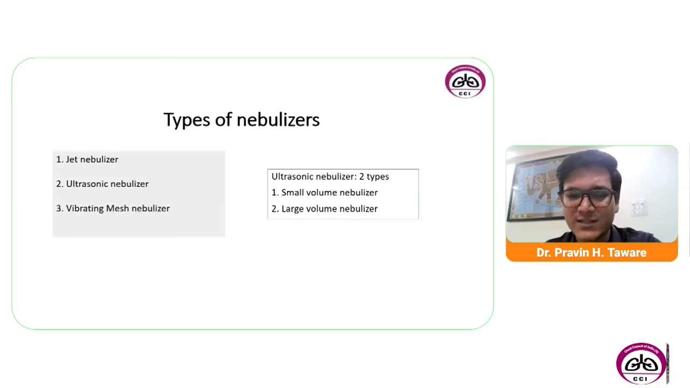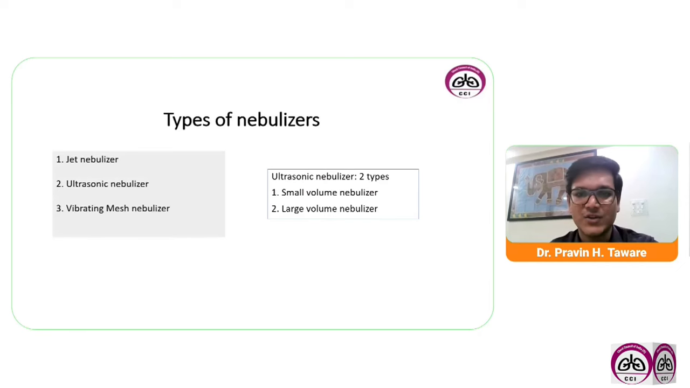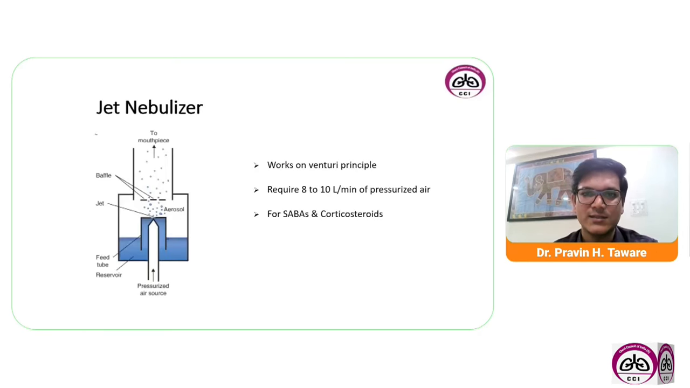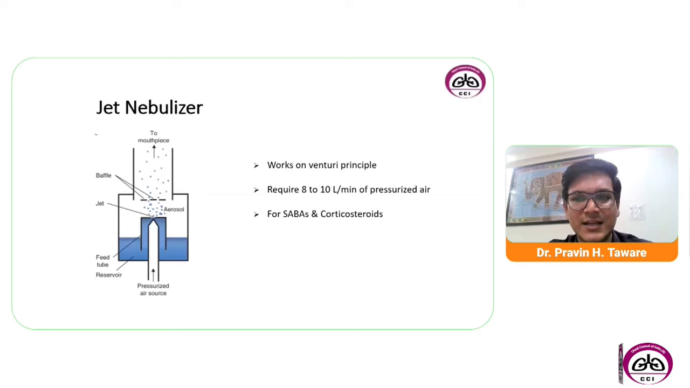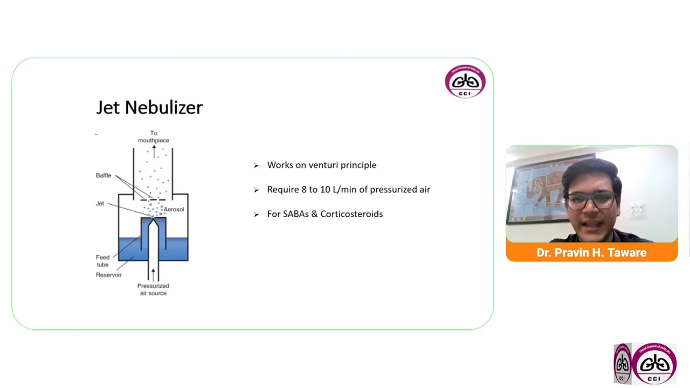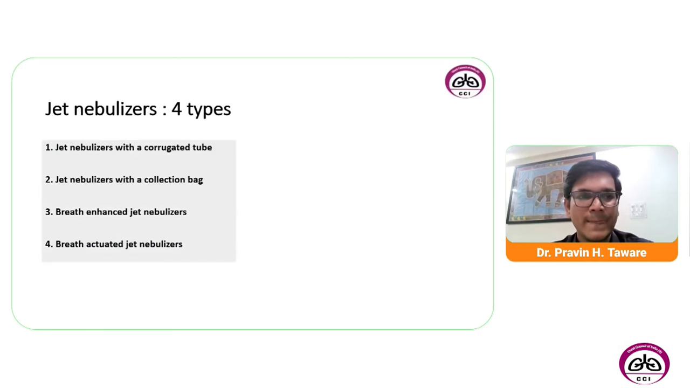What are the types of nebulizers? Jet nebulizer, which is most commonly used, ultrasonic nebulizer, and vibrating mesh nebulizer. Ultrasonic nebulizers are further classified into two types: small volume nebulizers and large volume nebulizers. As we already discussed, in the jet nebulizer, aerosols are generated by passing pressurized gas at a high velocity through a small jet orifice. It works on the Venturi principle and requires around 8 to 10 liters of pressurized air. It is mainly used for short-acting beta agonists and corticosteroids.